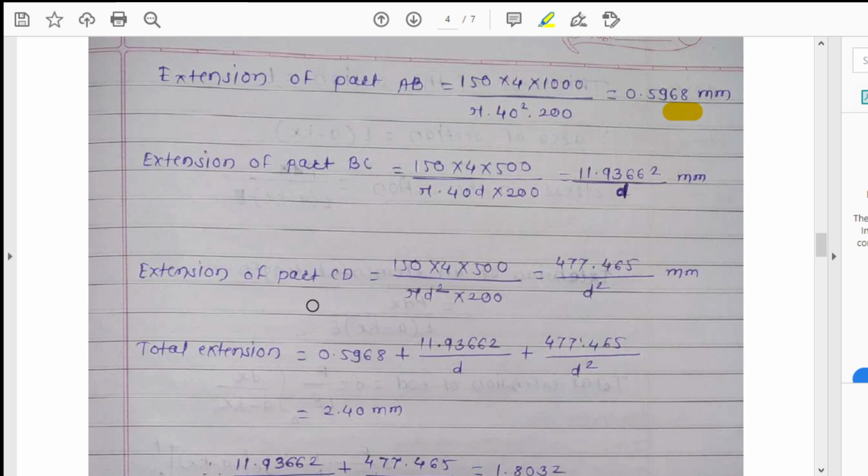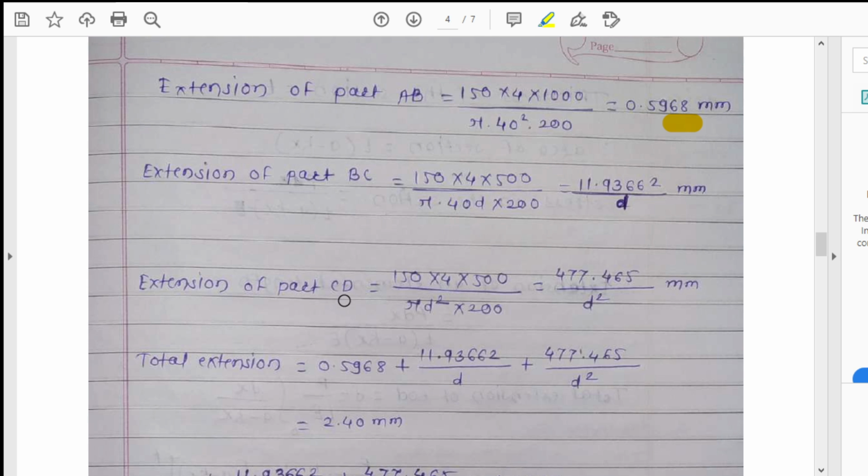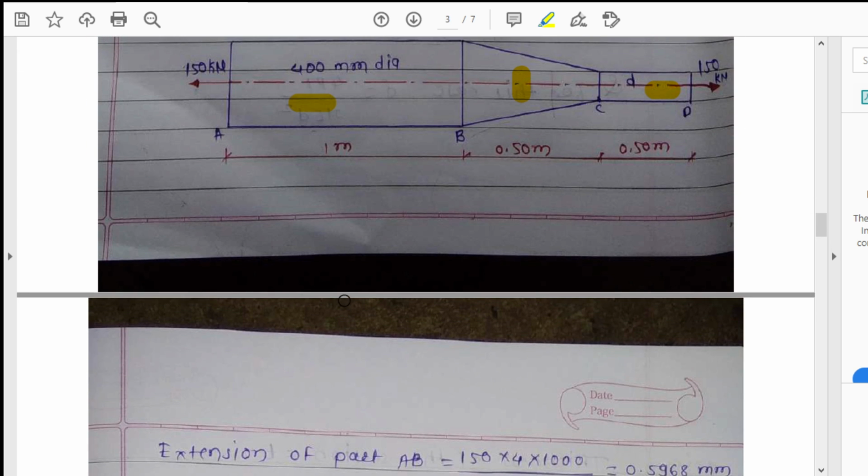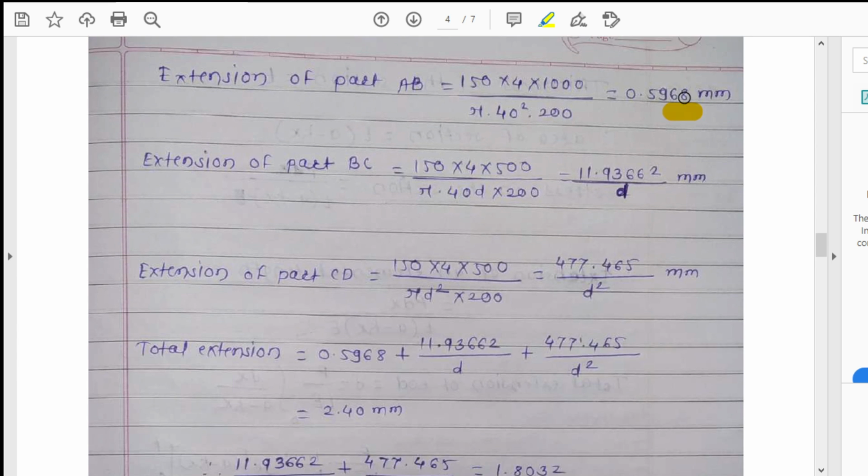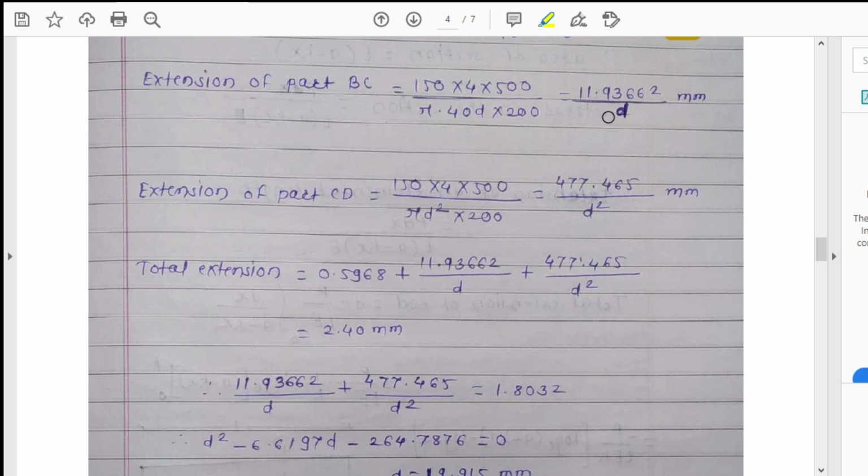Now the extension for part CD. From this figure you will see that for CD the bar is uniform, that means the diameter is d here and the diameter is d here too. So D1 and D2 will be the same and equal. So directly I can write d square, and we get 477.46 upon d square mm as the extension of part CD.